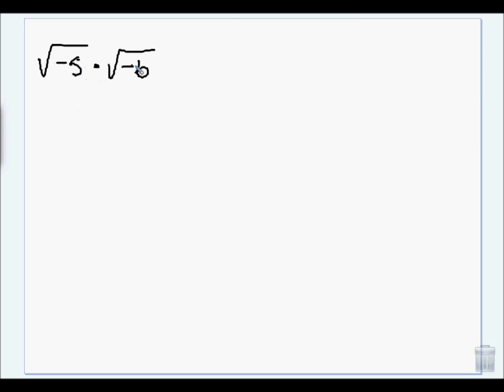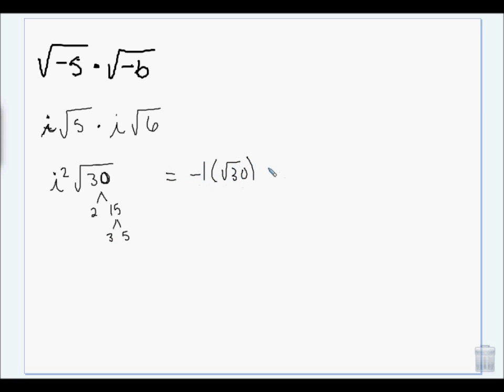Next, negative 5, negative 6. I'm going to take the i's out first. So I have i root 5 times i root 6. And then that gives me i squared times the square root of 30. So 30 doesn't have anything to come out, right? Well, i squared is negative 1. So that's just negative the square root of 30.